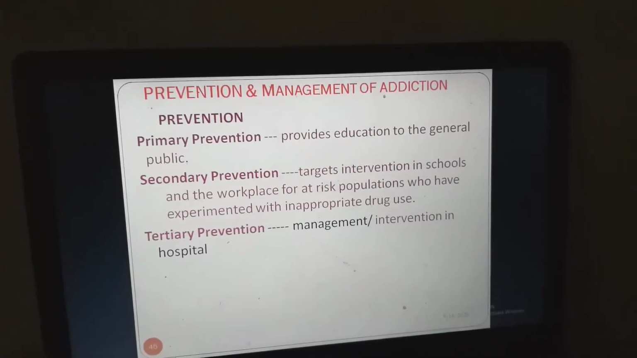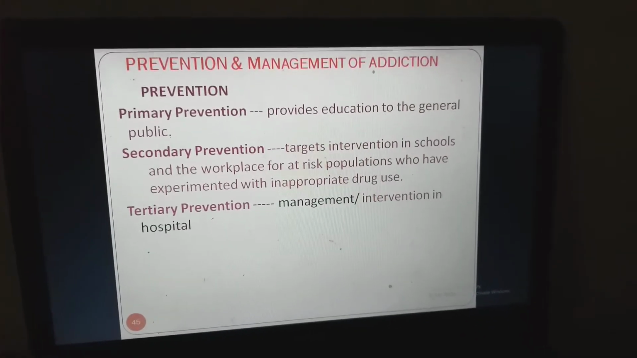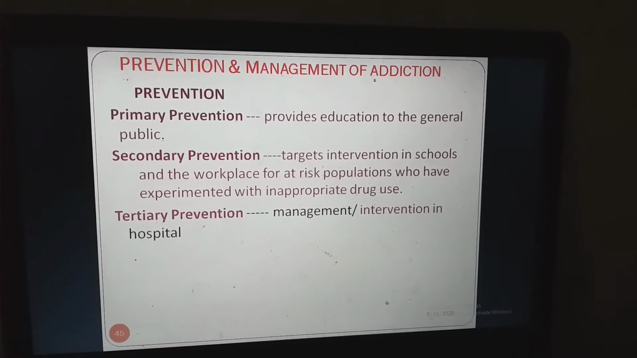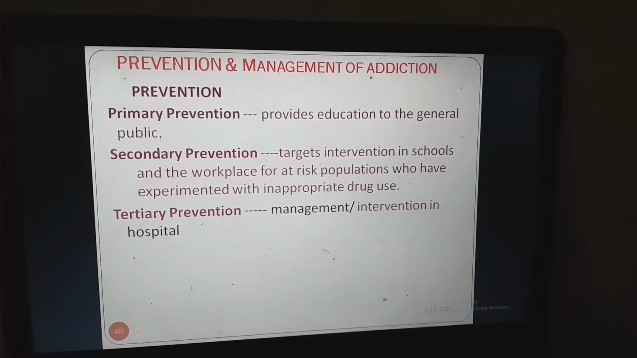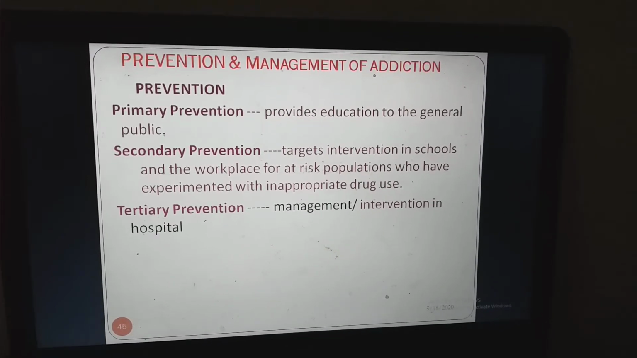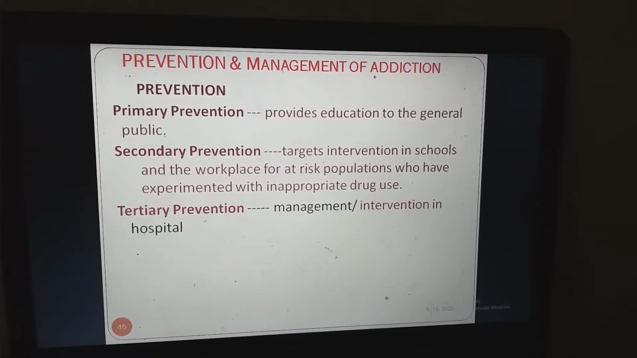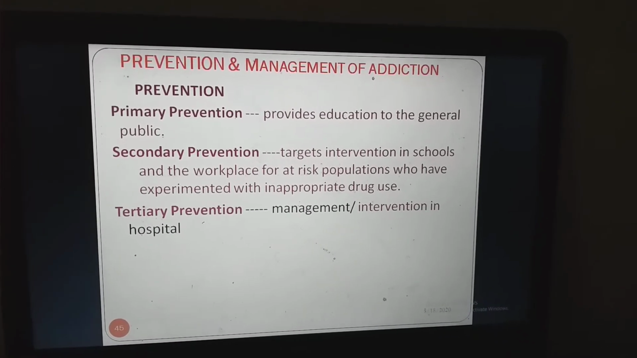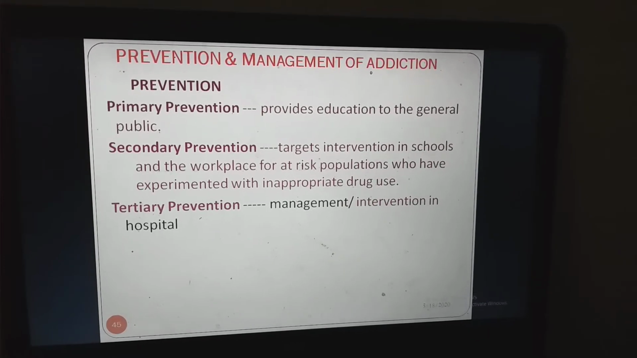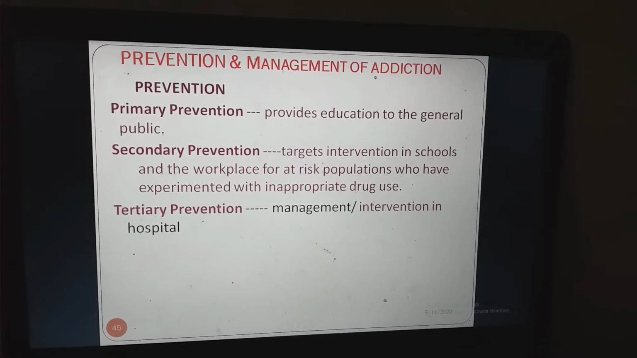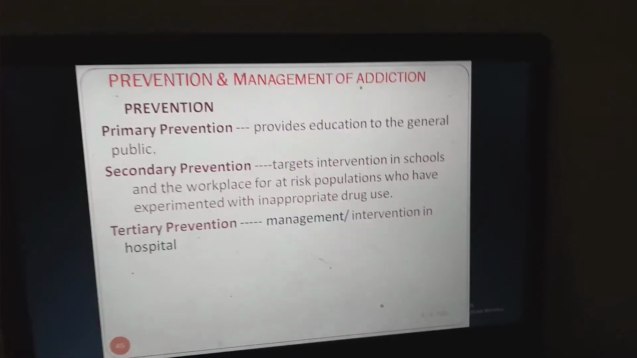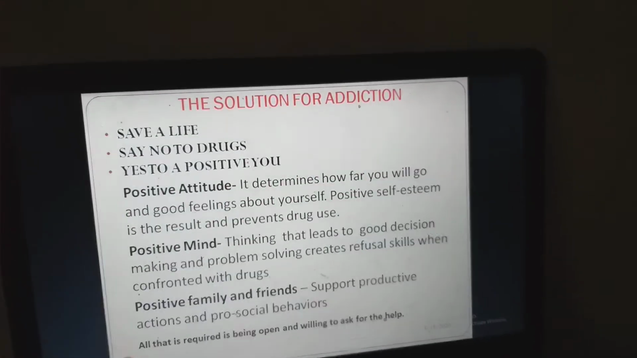Prevention and management of addiction. Prevention can be classified as primary, secondary, and tertiary. Primary prevention provides education to the general public. Secondary prevention targets intervention in schools and workplaces for at-risk populations who have experimented with inappropriate drug use. Tertiary prevention means management or intervention in hospital. These are the major 3 types of prevention.